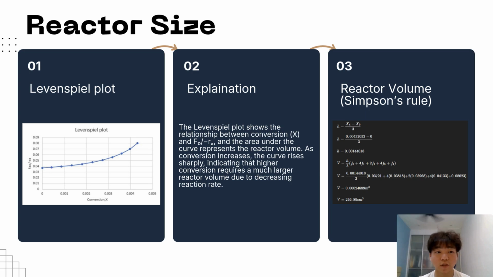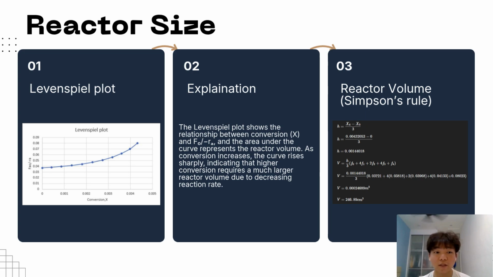This slide shows the reactor size calculation using the Levenspiel plot. The Levenspiel plot shows the relationship between conversion and F_A0 over reaction rate, and it is used to determine the reactor volume for a plug-flow reactor. The area under the curve represents the required reactor volume.